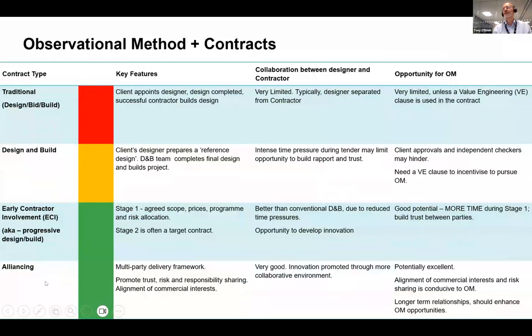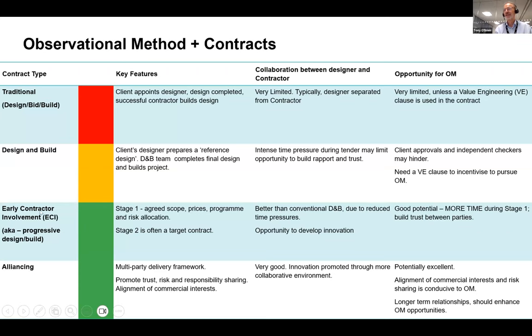Looking at contracts, which can be a key blocker, I won't go into detail on this, but just look at the traffic lights, because traffic lights are important for the OM. Traditional contracts usually offer very little opportunity, because a designer and a contractor are separated, whereas for OM, the designer and contractor have to work very, very closely together. Conventional design and build has opportunities, but intense time pressure, particularly during tender, can reduce the chance to use OM, and particularly to build trust between the parties. And obviously, there may be concerns around approvals, either by the client or by checkers, which may prevent the use of it.